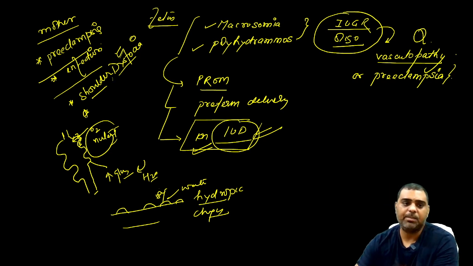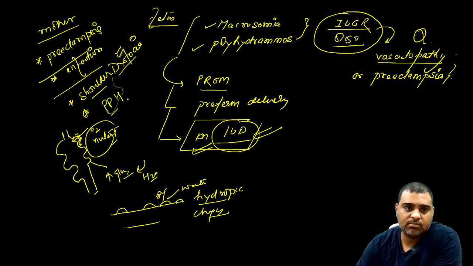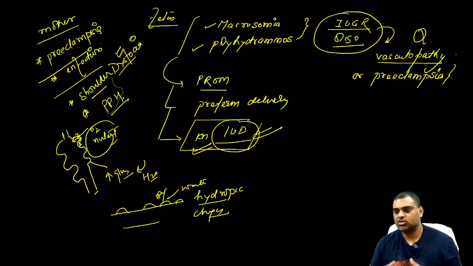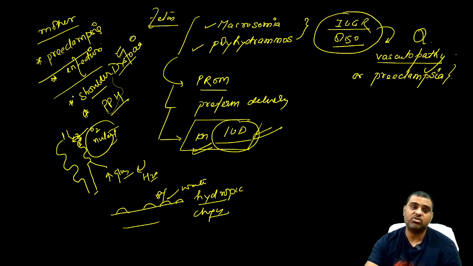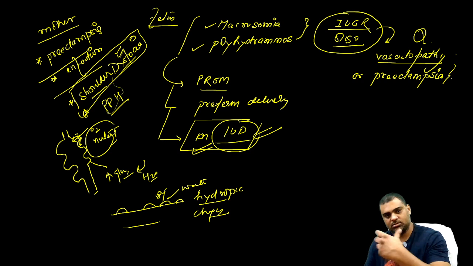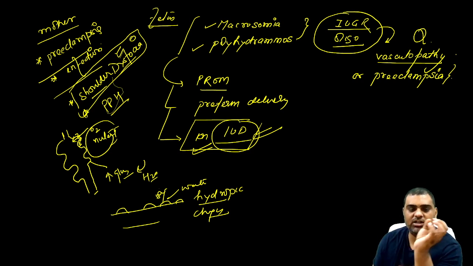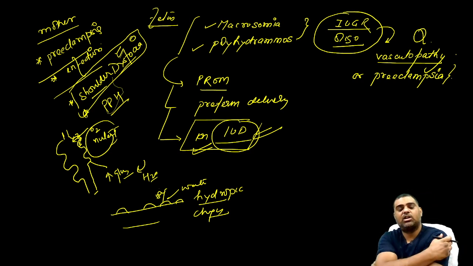Why PPH? Because the baby will be large, so there will be more stretch of the uterus, so it can go into PPH after vaginal delivery or cesarean section. And shoulder dystocia, why shoulder dystocia? Because the baby will be large. I will explain shoulder dystocia in detail because a lot of questions have been asked previously on shoulder dystocia.